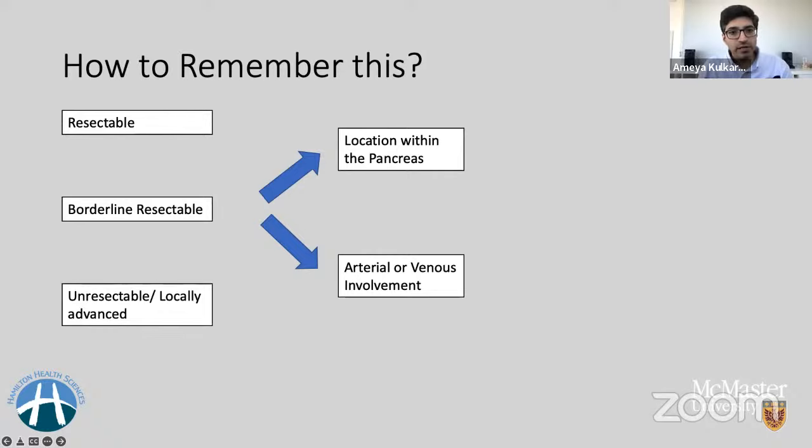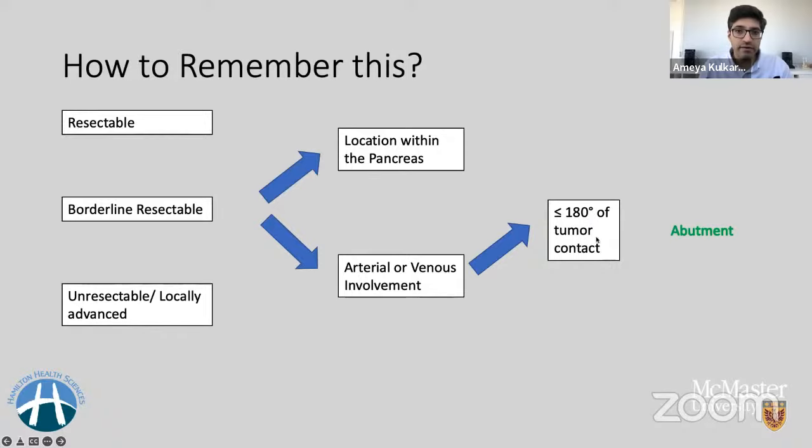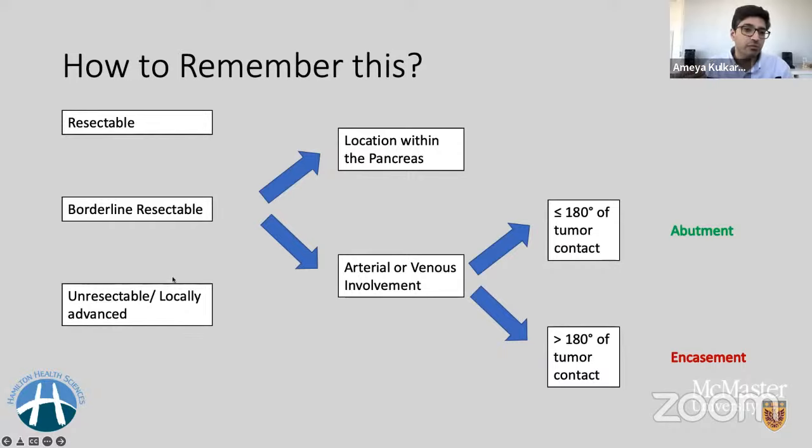So now look at the location in the pancreas: head, body, distal body or tail, and arterial or venous involvement. In arterial or venous involvement, if the degree of contact of tumor with a vessel is less than or equal to 180 degrees, it is called abutment. If it is more, then it is called encasement. These criteria are going to help you decide if you can assign certain tumors into the borderline category or the unresectable category if there is tumor close to a vessel.